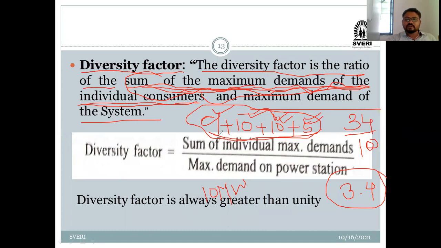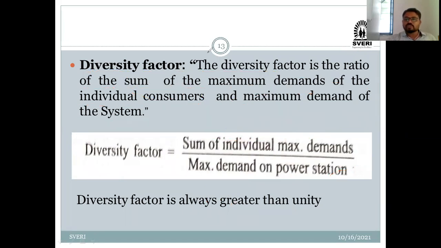Now see, they have given one important sentence that everybody should know. What is that? Diversity factor is always greater than unity. Diversity factor is always greater than unity. Can you justify this statement? Can someone justify it? Why is the diversity factor always greater than unity?